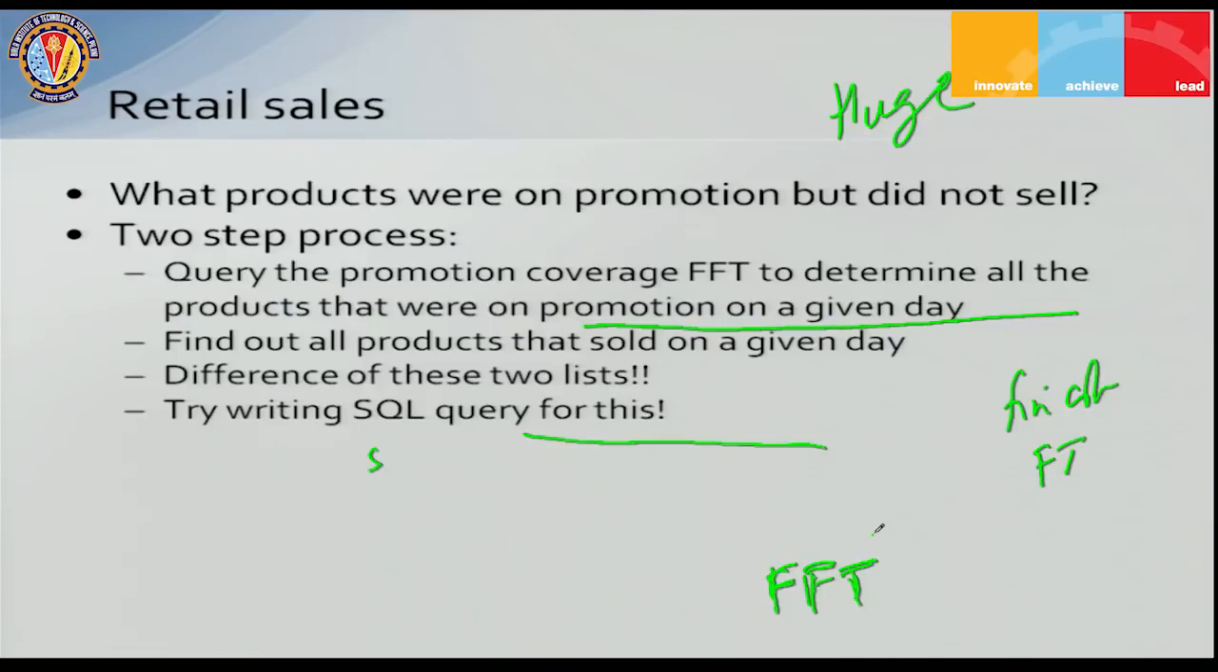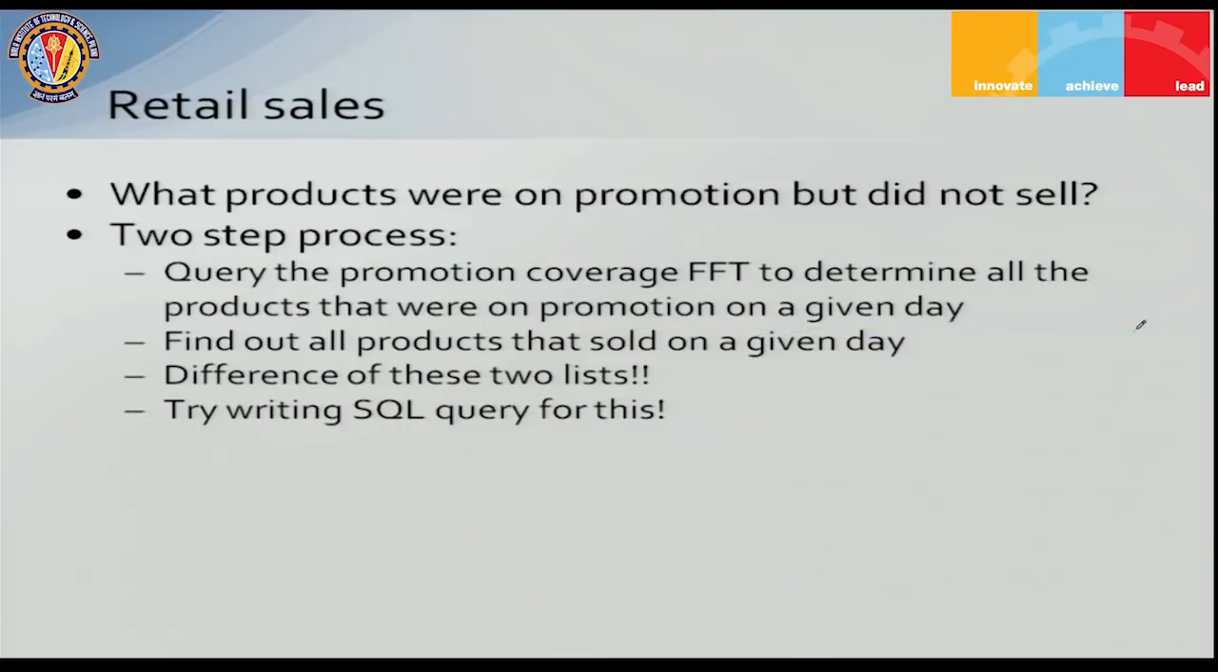two-step process. First, we query the promotion coverage factless fact table to determine all the products that were on promotion. So here I get a set, which I call P1, of all products that were on promotion on a given day, and then I query the sales fact table and find out which products were sold on that day, right? So I have two sets. One is P1, the set of all products which were on promotion, and P2 is the set of all products that were sold.